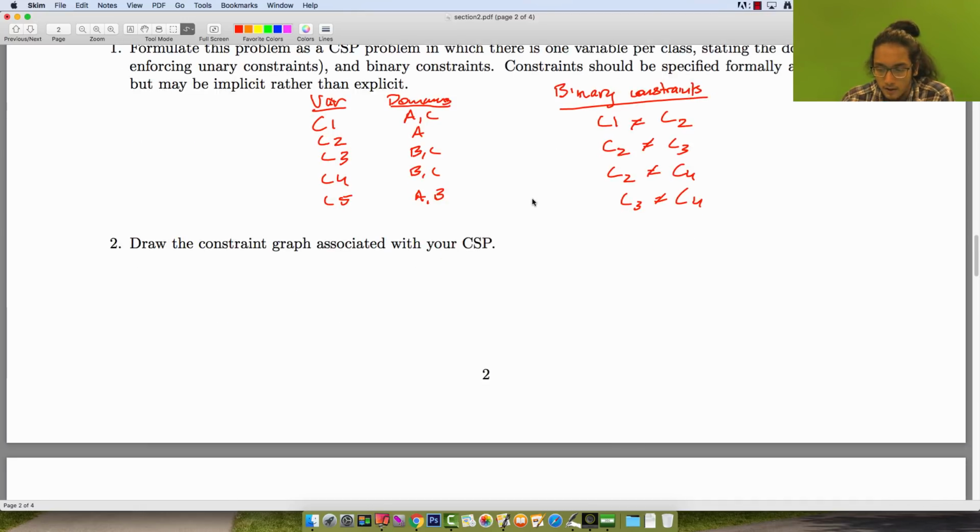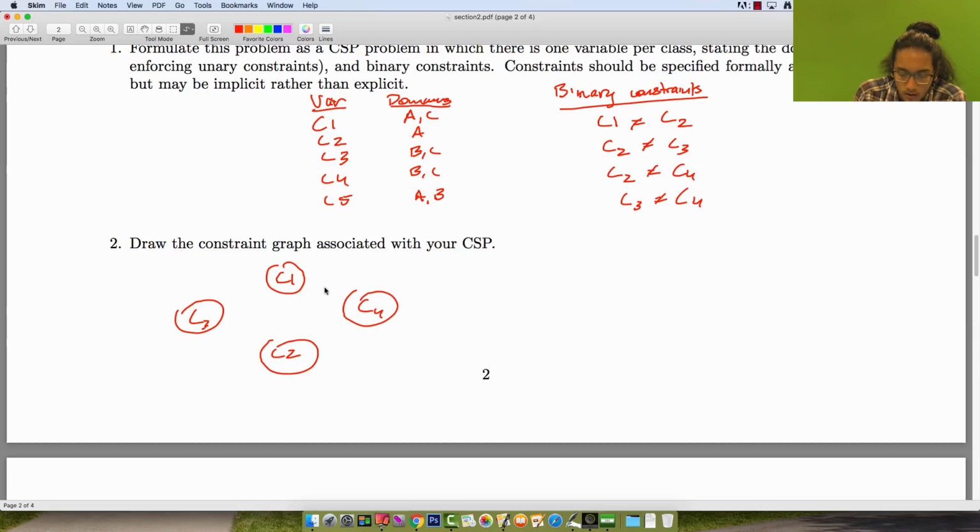We have our binary constraints over here. So you have an edge between C1 and C2. Let's draw these: C1, C2, C3, C4. So C1 and C2 share an edge, C2 and C3 share an edge, C2 and C4, as well as C3 and C4. And C5 does not share an edge with any of these because there's no constraints involving C5, so that will just be an isolated node over here.